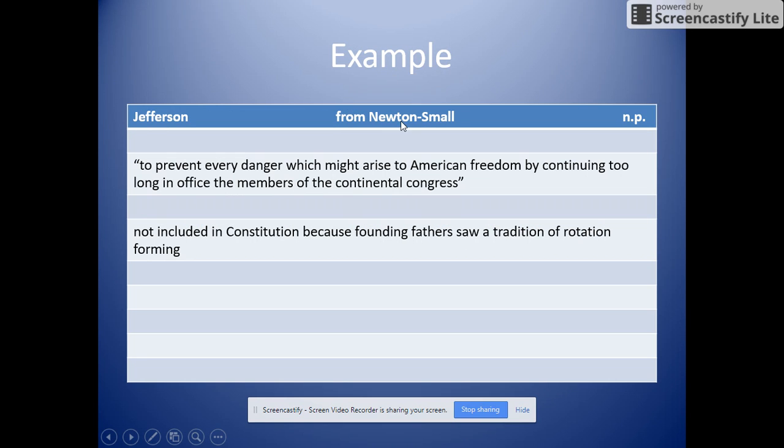Look right here, from Newton Small. Remember our author from that article I showed you? His last name was Newton Small. So from Newton Small, that's his last name, okay? So if it's not a last name and it's an article title, you put the first 2 words, okay? So just remember that. Back this part of the video up. If you don't remember or you get confused, back it up. I explain it again. It's very simple, okay?